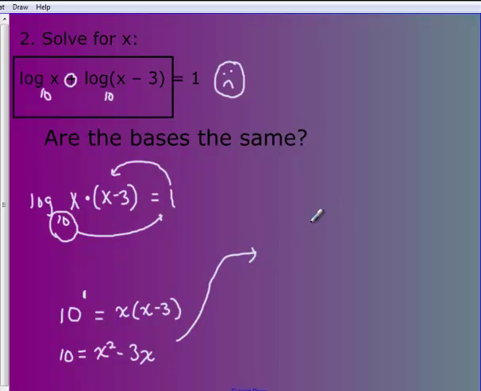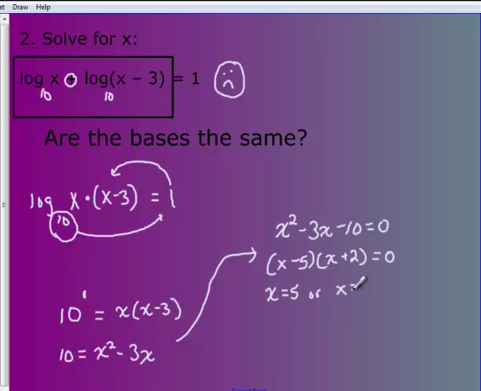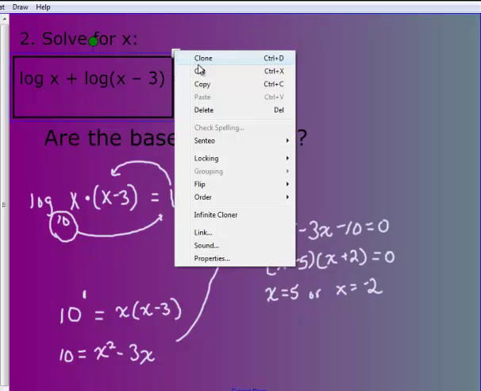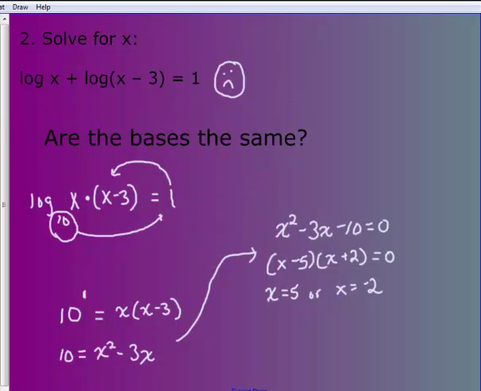Keep going. Oh, we've got a factor. Yes, we're back to factoring. X squared minus 3x. We'll bring the 10 over. I'll factor. So x is 5, or x can be negative 2. But we're going to check our answers. So I'm going to come back up here. Just let me erase that.